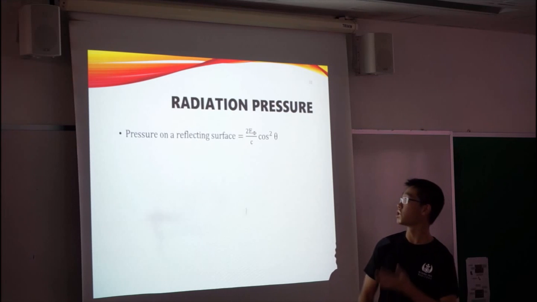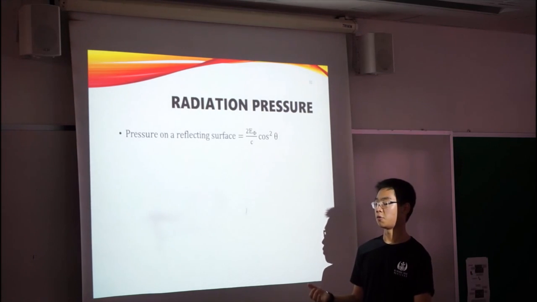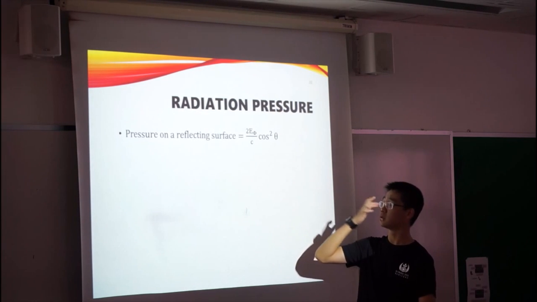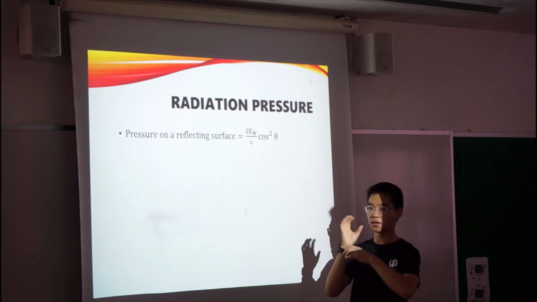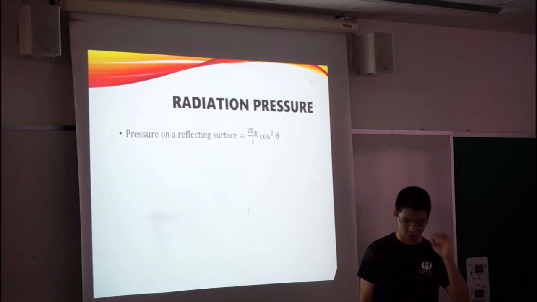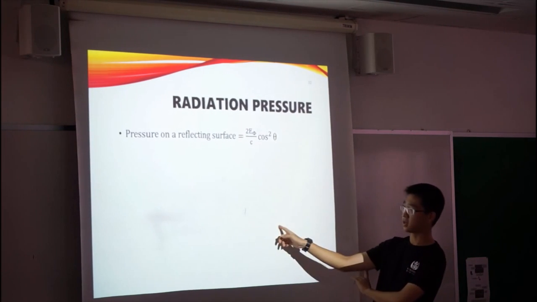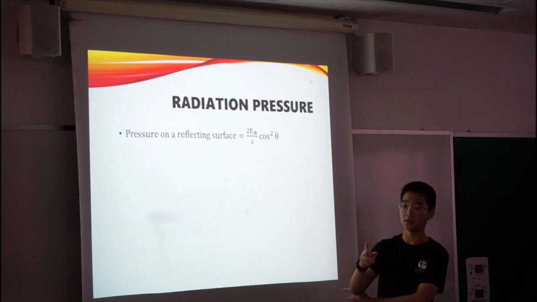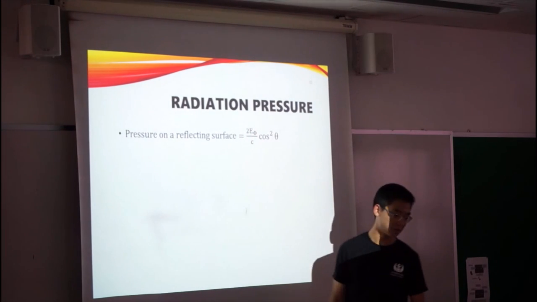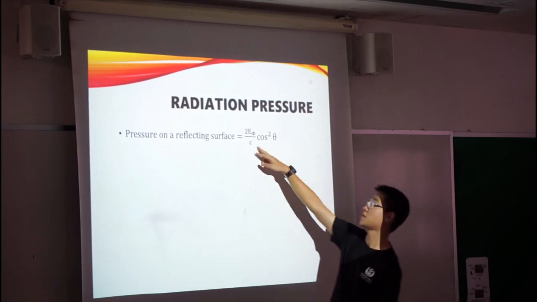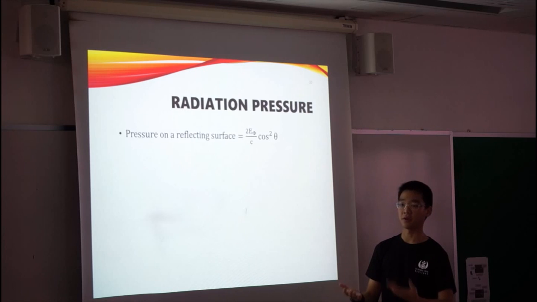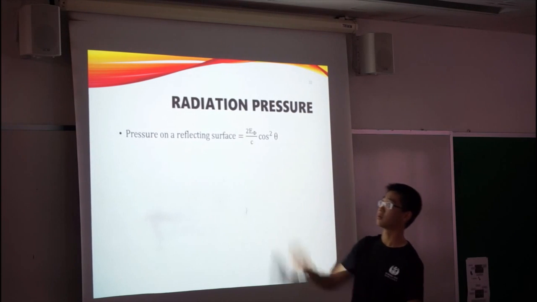So, next, radiation pressure. Just now we were talking about the laser propelled rocket. This is essentially how it works. This is the pressure that is experienced by a reflecting surface. This two here comes from the momentum change: when light hits the screen and then reflects back, the change is two times its speed. And this term here refers to the intensity of light. The cosine squared theta helps to adjust for the angle of your beam. If it's not at a right angle, this is what we'll use to adjust. Otherwise, it's not needed.